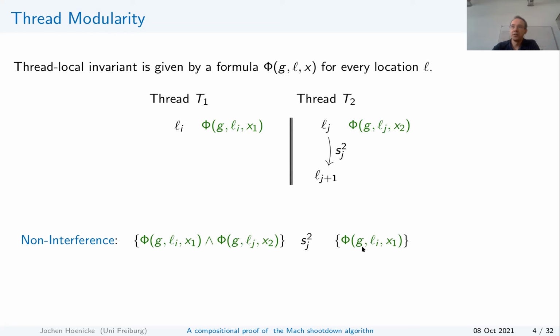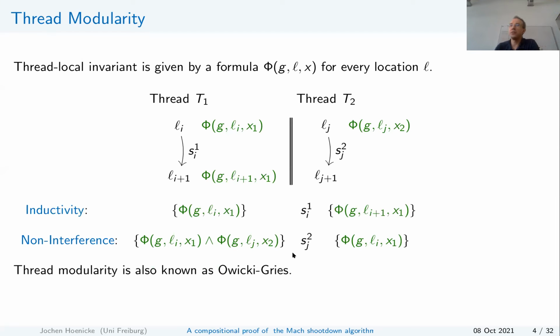and the postcondition is also that the local invariant holds for thread 1. And thread 2 is the one that does the step, and we also know that the precondition of the second thread holds. So we can use this information from the second thread here to show non-interference. And if we prove both inductivity and non-interference, then we have a thread modular proof. And it's also called an Owicki-Gries proof.